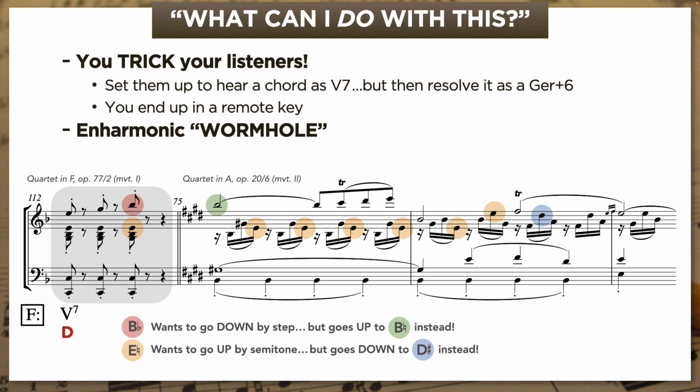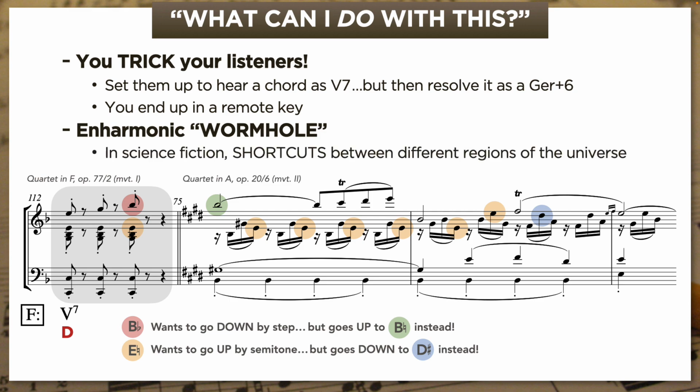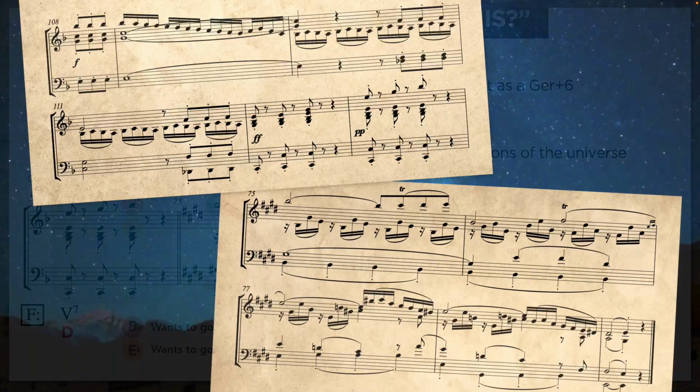In science fiction, wormholes are these space-time anomalies that allow for fast travel between different regions of the universe. They're basically intergalactic shortcuts. Are they real? Of course not. Did Mozart know about them? Give me a break. But they're a great metaphor for enharmonic pivots, which can give us a direct path between distant keys, and in a way that can seem more like science fiction than science fact. Listen to Mozart's Happy Accident again and see if you can hear what I mean.